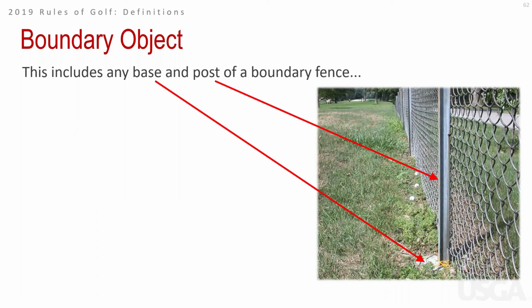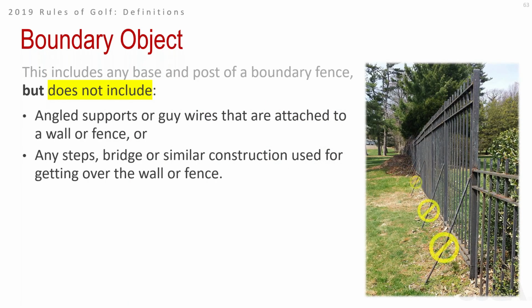So one thing about boundary objects, in this example here, you can see that it includes the base or any post of that boundary fence. Oftentimes when you do see those steel fences, you see that concrete support structure. And if you look closely enough, you can see the 3 golf balls there that are lining up, and there seems to be some twine that is being used to measure the margins of that boundary object. So the base and the post are part of that boundary object. However, angled supports or guy wires attached to the wall or fence, or any steps, bridge, or similar construction for getting over that wall or fence, are not part of that boundary object.